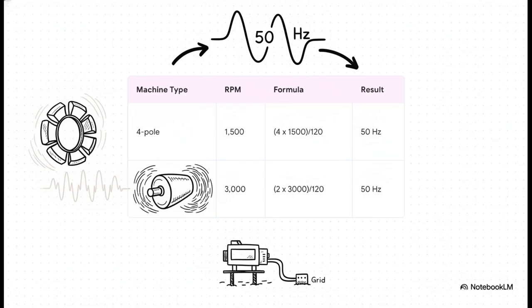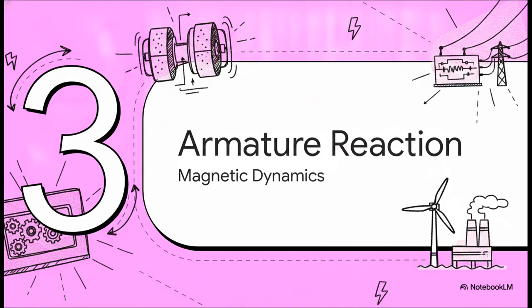For instance, a salient four-pole machine, which you'd often use for slower prime movers, has to spin at 1,500 RPM. But if you have a cylindrical two-pole generator, which is typically driven by high-speed turbines, that thing needs to spin at a blistering 3,000 RPM just to yield that exact same 50 Hz result. The physical design of the machine fundamentally dictates its operational speed limits. All right, Part 3, armature reaction dynamics.